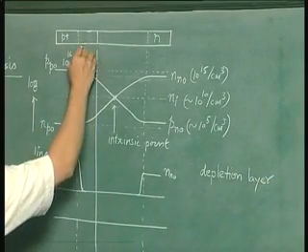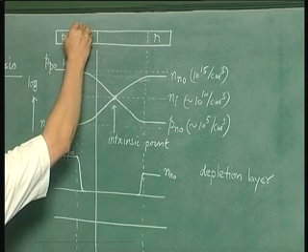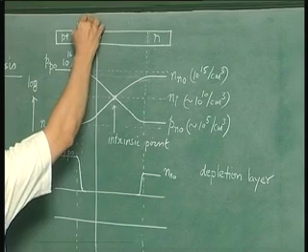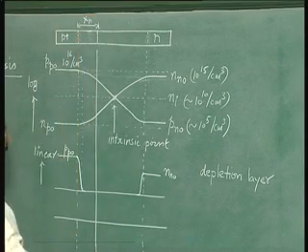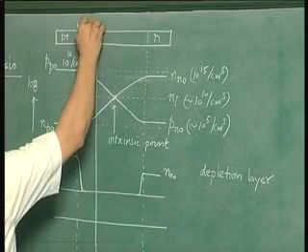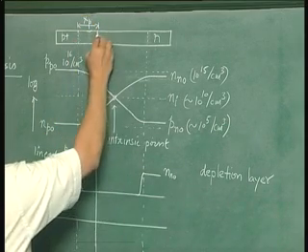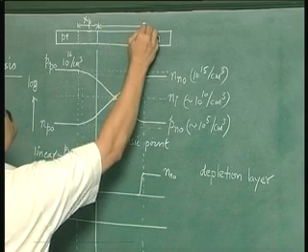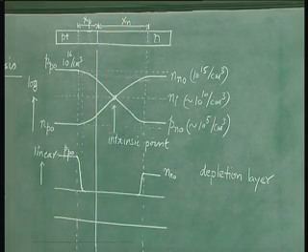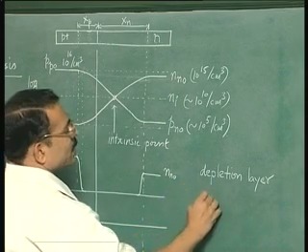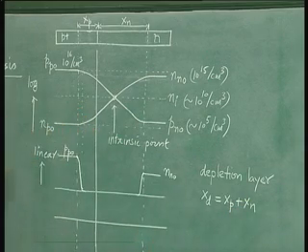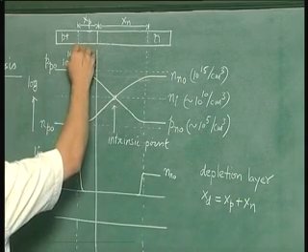So the width of the depletion layer is, let us say, this width is xp. This is on the p side, so this is xp, and on this side this width is xn. So the depletion layer width is xd equal to xp plus xn. So this whole distance is xd.